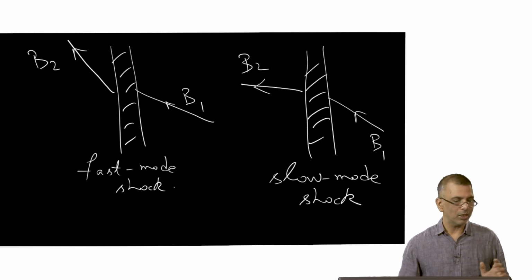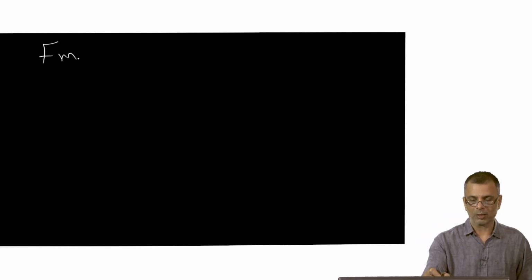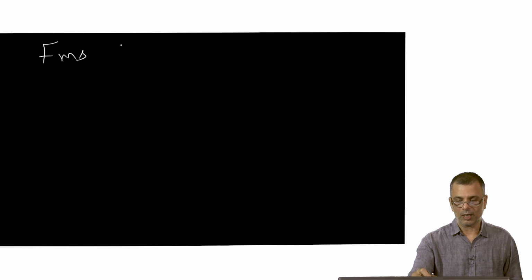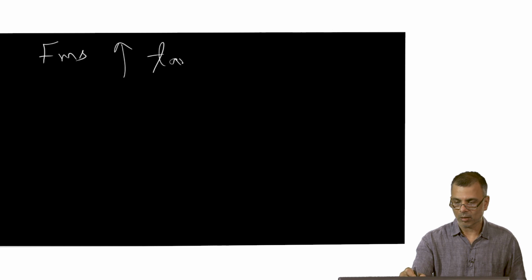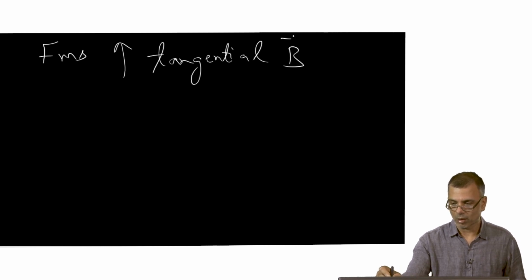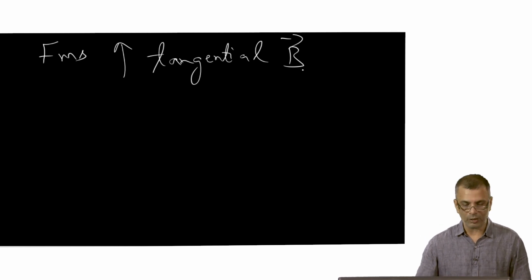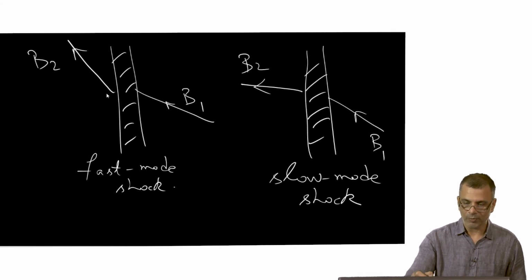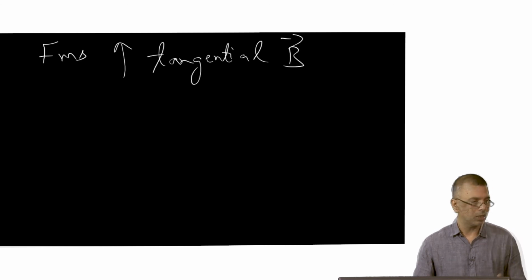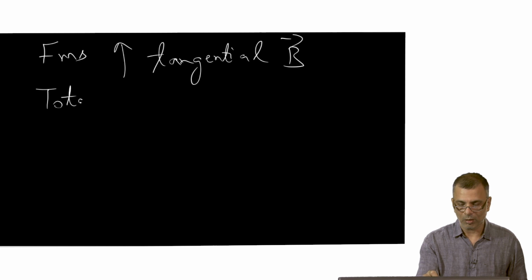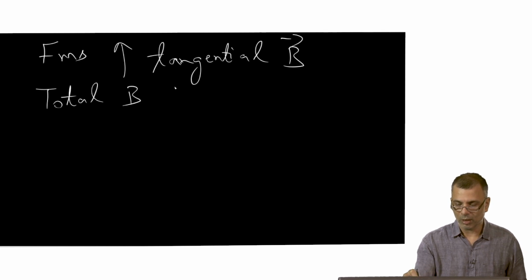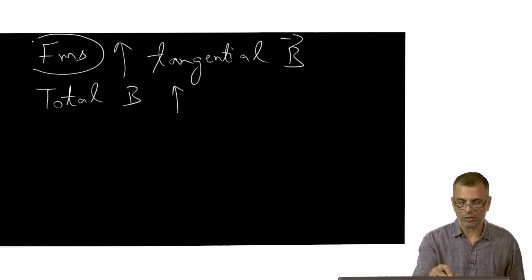Okay, so fast mode shocks, FMS, they increase the tangential component of B. And the magnetic field is refracted away from the shock normal as shown here, and the total magnetic field also increases. Total B increases for fast mode shocks.